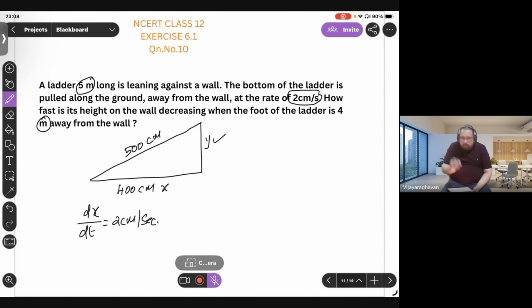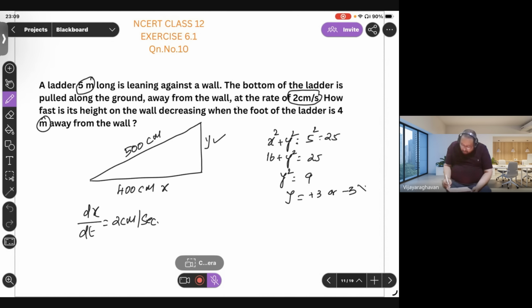For the sake of simplicity, let's use the Pythagorean theorem. x square plus y square equals 500 square. Let's take it as 5, then we can add the zeros later. 5 square is 25. So x square, we know, is 16, plus y square is 25. Y square is 9, so y is plus 3 or minus 3. Minus 3 cannot be a length, therefore it is ruled out. So y is 3. Now add the two zeros: 300 centimeters.